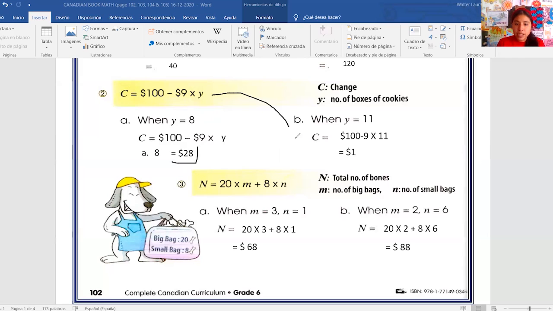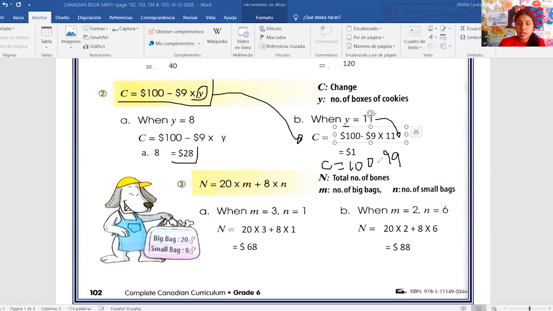Now let's use the same formula in letter B. We know the value of Y. It is 11. So let's change in this formula. C equals $100 minus $9 times Y, but we know the value of Y is 11. So that's what I changed here, 11. So 9 times 11 equals 99. So C equals $100 minus 99. In total, just $1 as change.